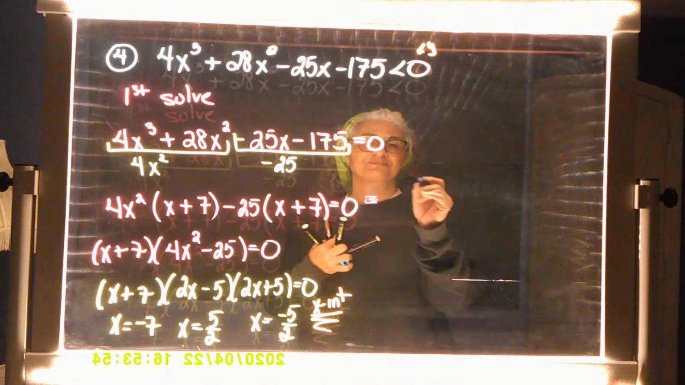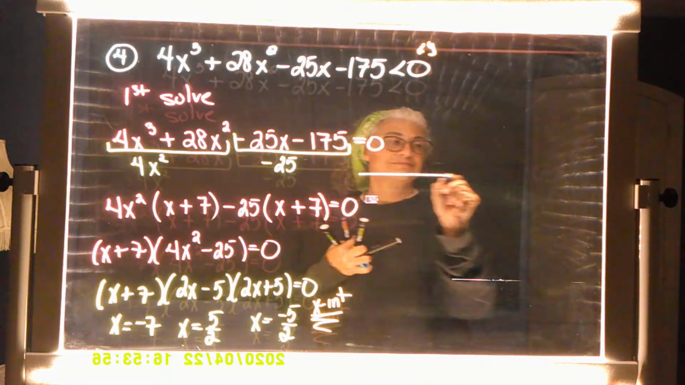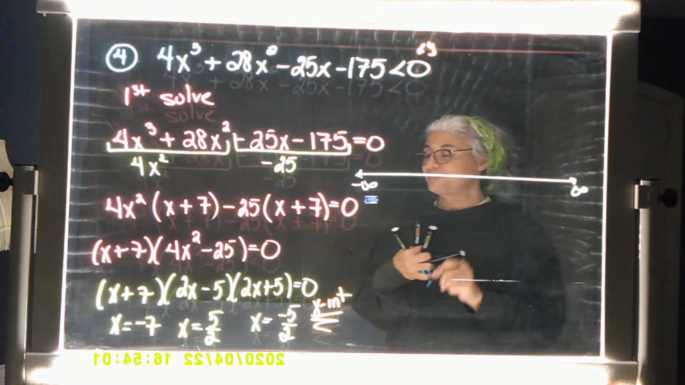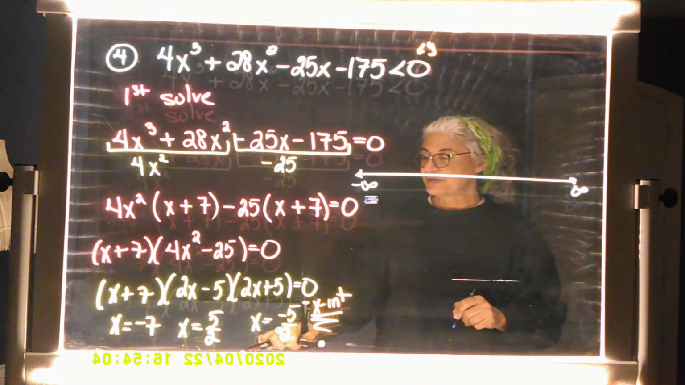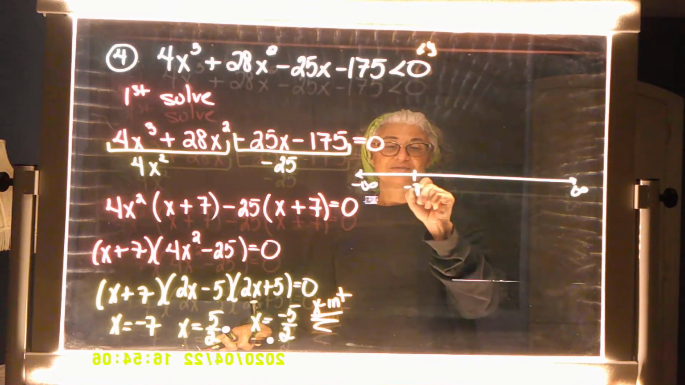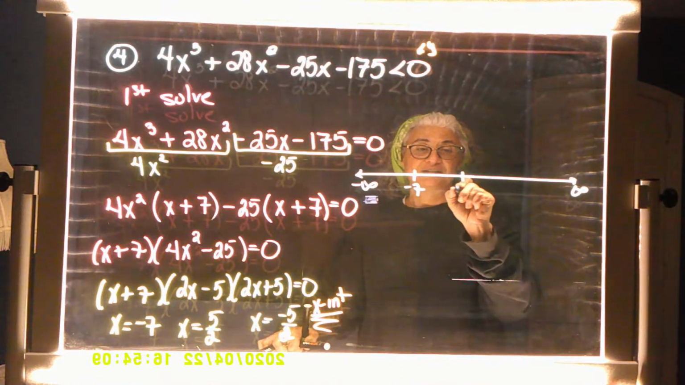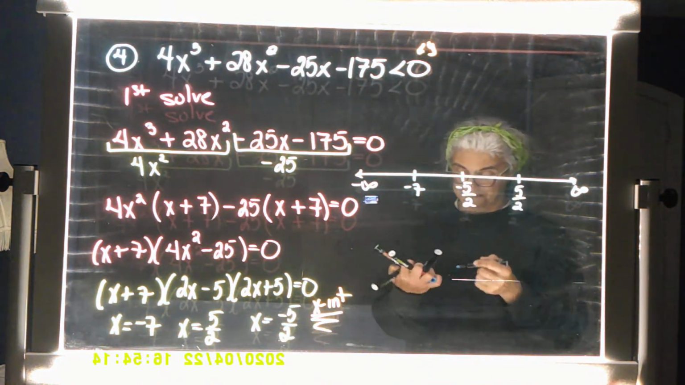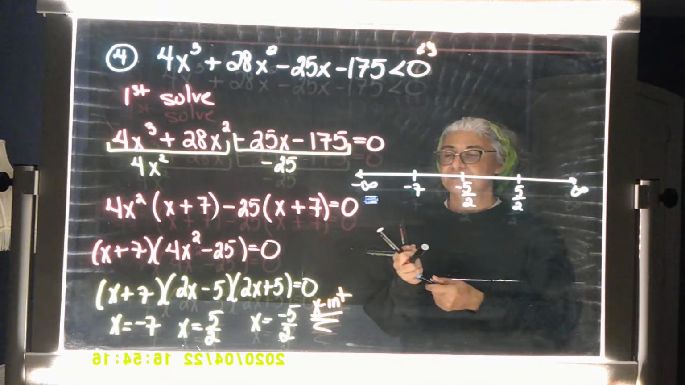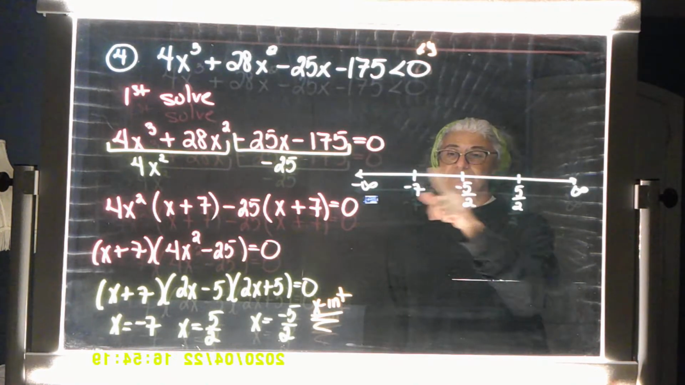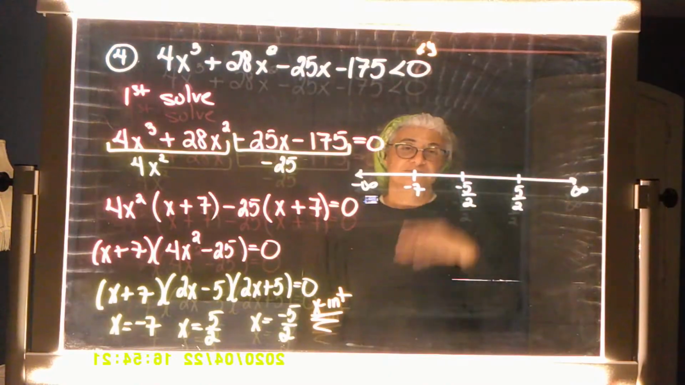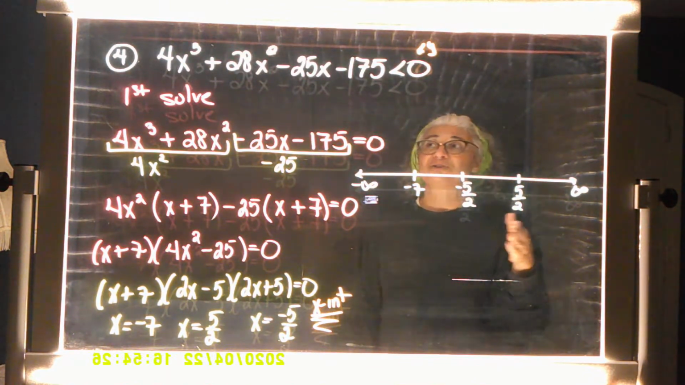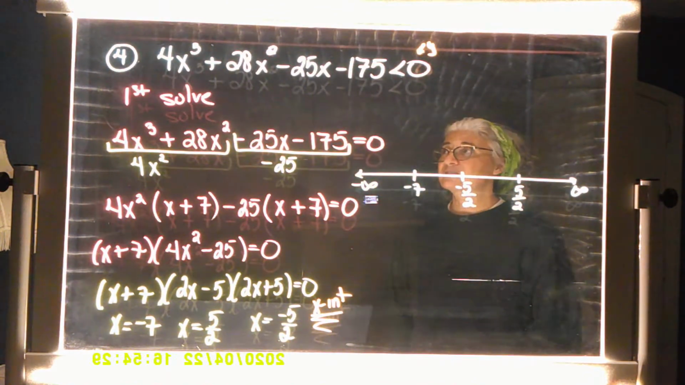So, we have our negative and positive infinity, and I need to make sure I put these in numerical order. The negative 7 will come first, the negative 5 over 2 next, and the positive 5 over 2 last. Good? Now I've got 4 intervals to work with. And I have to do the same thing I did before. Take a number from each interval, plug it in, and see if it works.